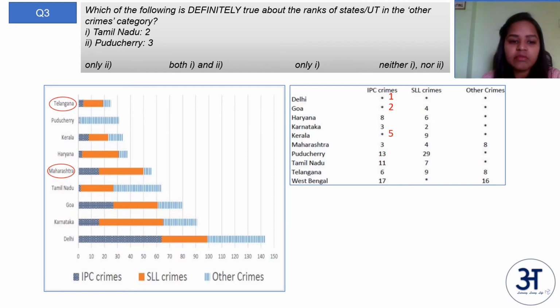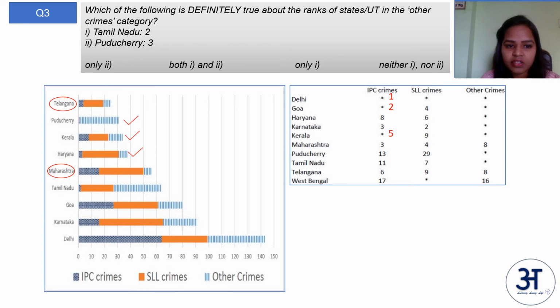So what are the other crimes? These blue striped regions at the end are the other crimes. So let me look at Puducherry. Yeah, it is clearly much greater. Kerala is greater. I'm not calculating, okay? I'm just looking at it. Haryana, it is around 8, whereas Telangana and Maharashtra, it's around 6, the other crimes.